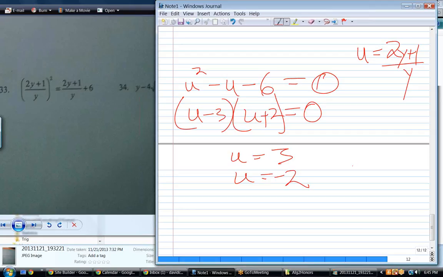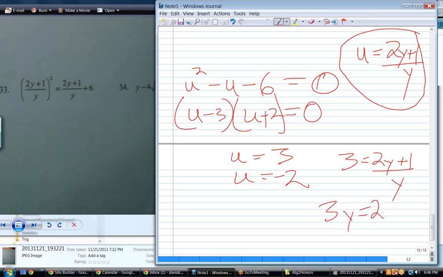Would you just plug those both, like 3 and negative 2, into the equation? Into this equation there. So if I plug in 3, I get 3 equals 2y plus 1 over y, and multiply both sides by y, I get 3y equals 2y plus 1, I get y equals 1. So there's one solution. The other solution I would get if I stuck in minus 2 for that, which gives me minus 2y.